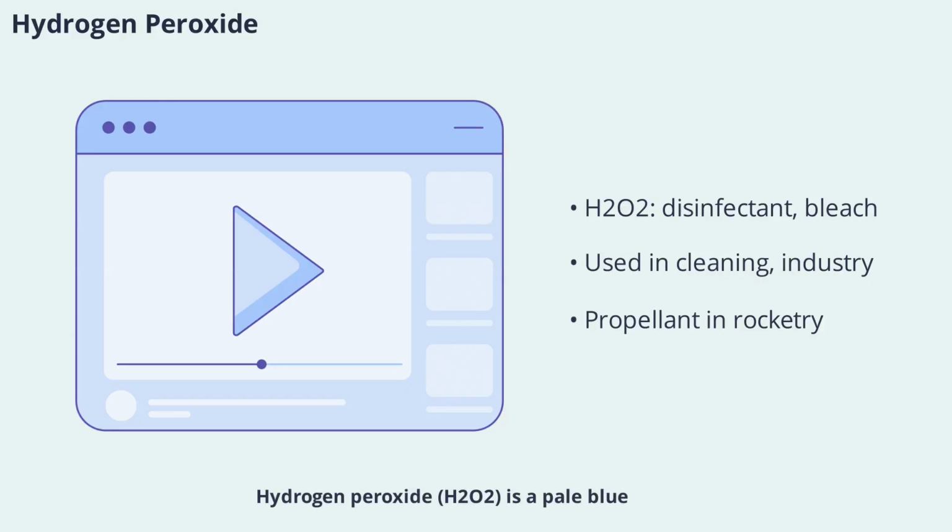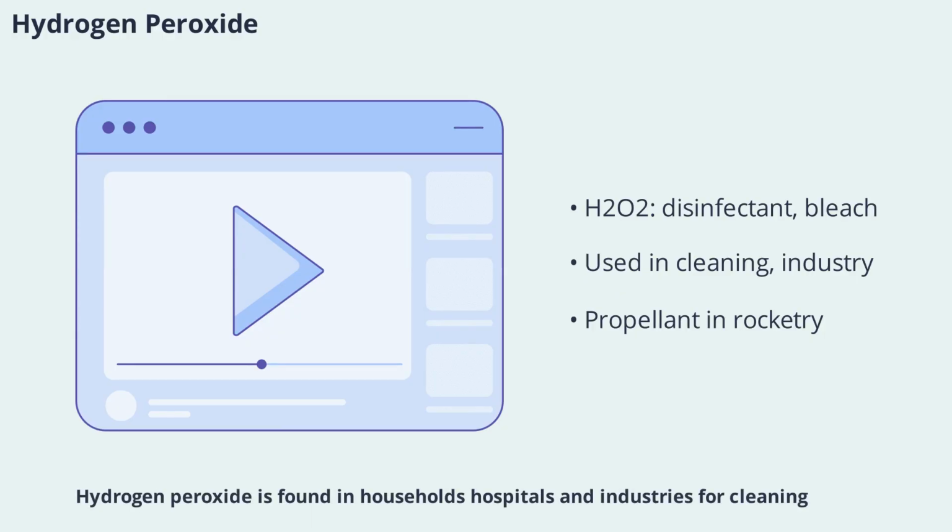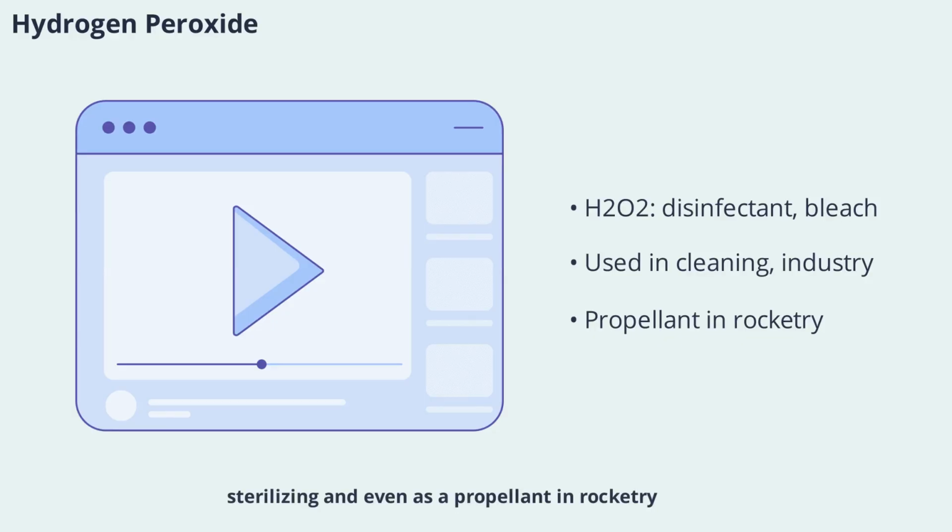Hydrogen peroxide, H2O2, is a pale blue liquid used as a disinfectant and bleaching agent. It's made by combining hydrogen and oxygen in a specific ratio. Hydrogen peroxide is found in households, hospitals, and industries for cleaning, sterilizing, and even as a propellant in rocketry.